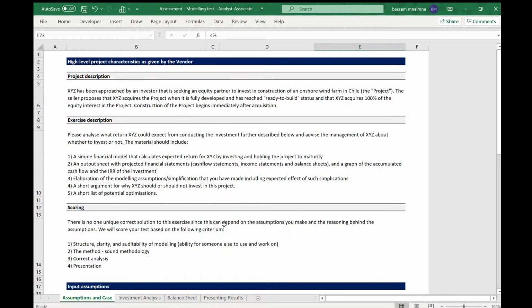So first, I want to say the purpose of this model is to illustrate how a project finance modeling test is done for an infrastructure private equity company or an investment bank focused on infrastructure. They typically ask you to do a modeling test, typically for the analyst and associate positions. So I took the liberty of creating this model to illustrate how it should be done.